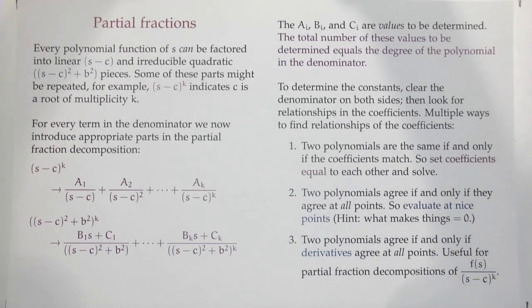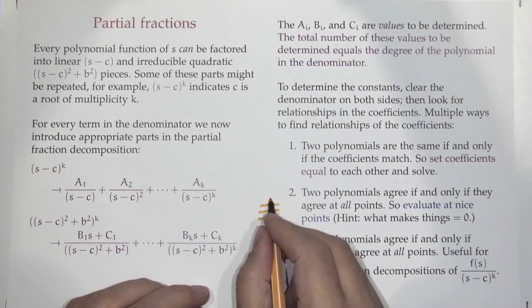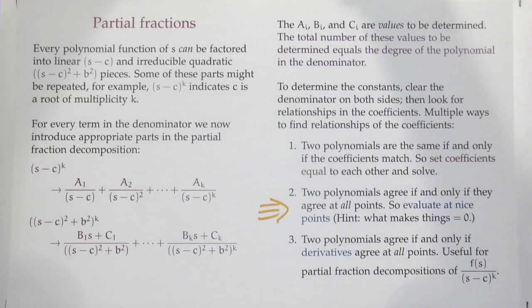I like it, and personally, this is my preferred method. So I would strongly encourage you to do number 2, which is just to say 2 polynomials are the same if they're the same at every point. So choose wisely. A good choice will make many things vanish. A bad choice keeps all the terms there. So choose things that help knock terms out. This is great for quickly determining a few values, and oftentimes you can reduce down to just 2 or 3 left that you have to figure out.